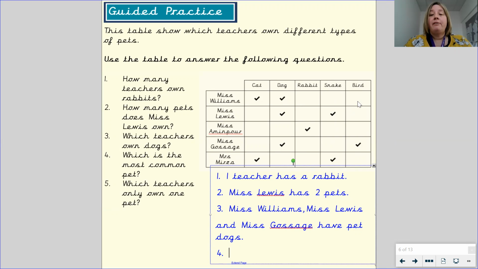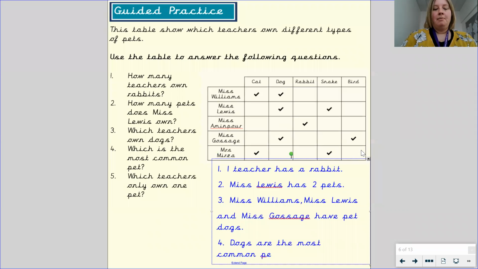If we look down the pet bird column, we can see that only 1 teacher had a pet bird. So which was the most common? So we can write, dogs are the, oh, check your spellings. The spellings of these words are there to help you. Dogs are the most common pet, full stop.